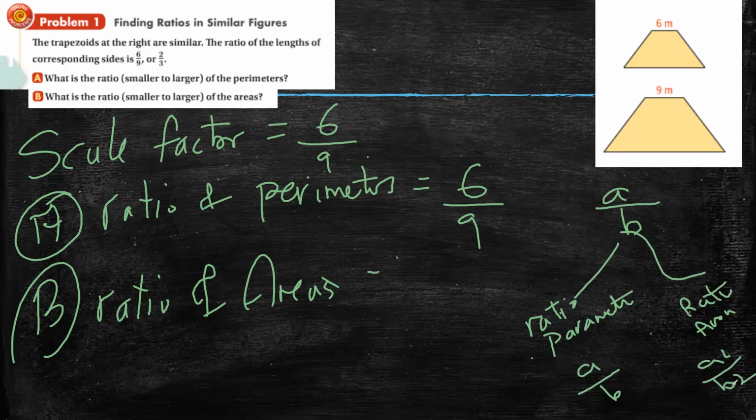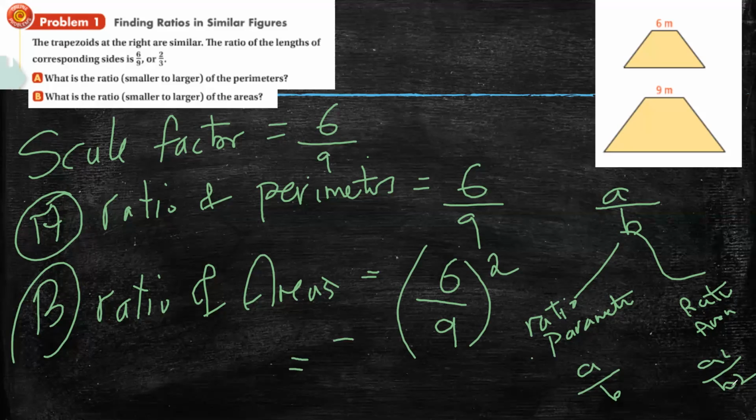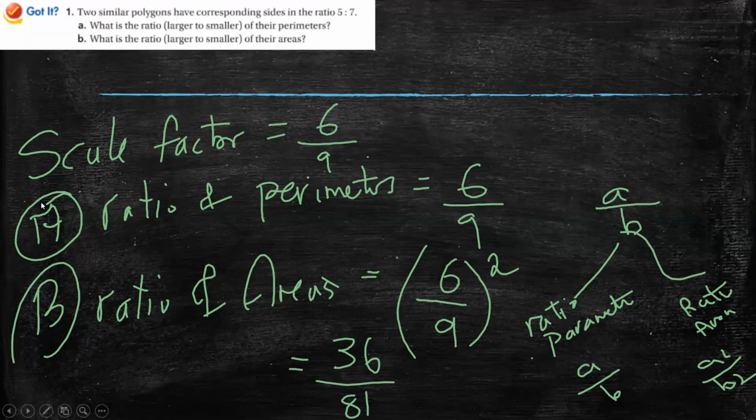That means 6 over 9 squared, because I told you it's A over B squared. So it will be 6 squared, 36 over 81. This is the ratio of the areas. Is it clear? Yes, yeah, teacher. Let's solve this, got it? It will be more clear for you.